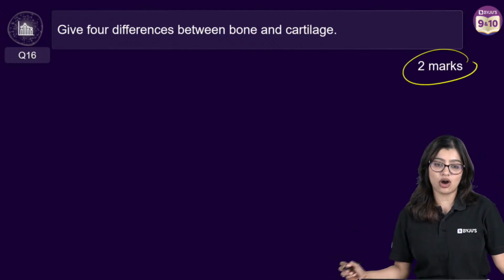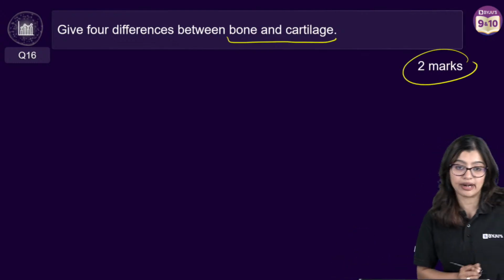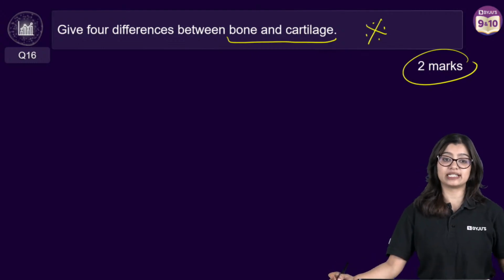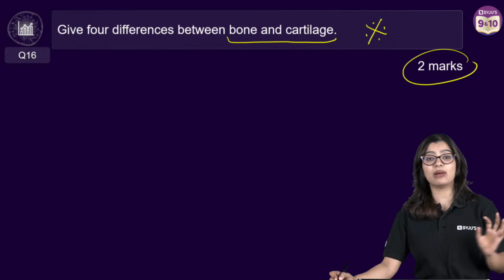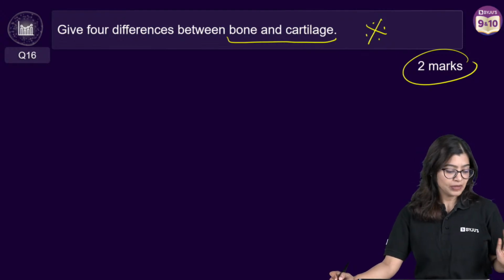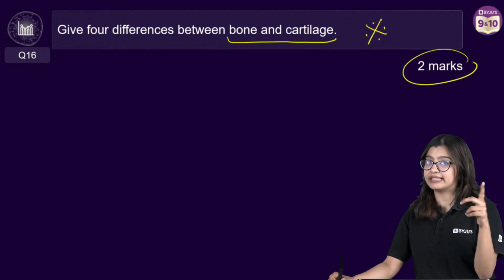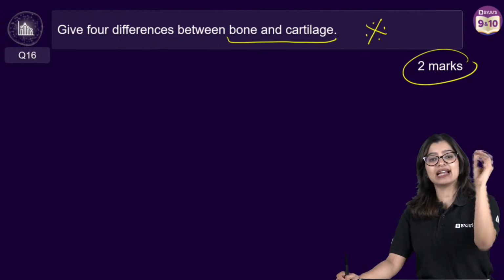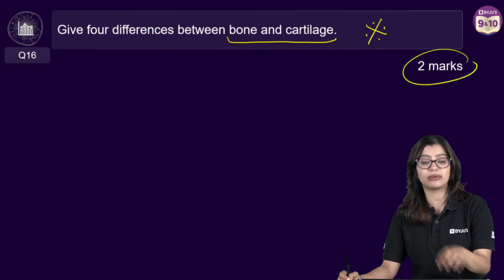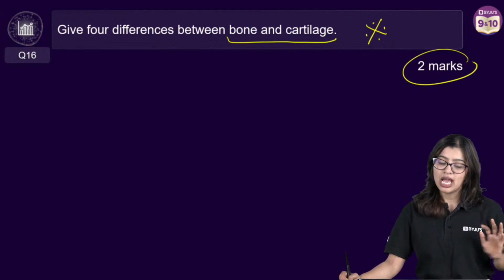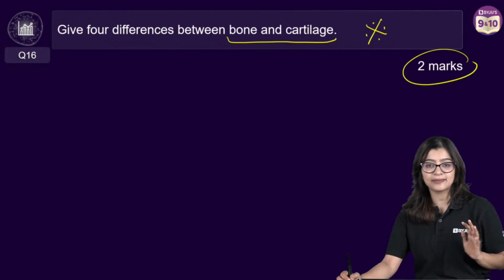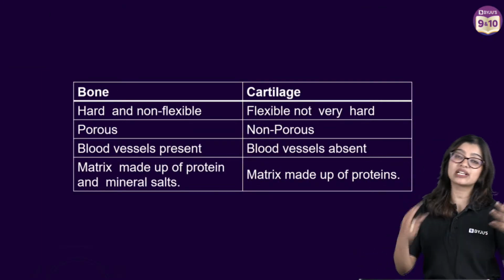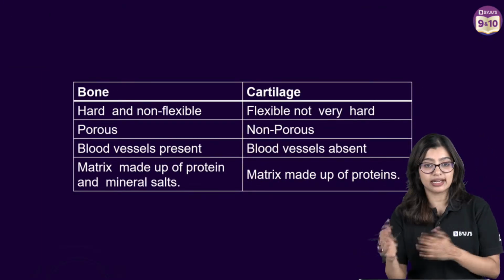Give 4 points of differences between bone and cartilage. Students, this is a very commonly asked question in the examination, where they will ask you to differentiate between bone and cartilage. If many of you have already given exams for tissue, I am sure you would have got a very similar question. Yes or no? Yes, very good. Now both bone and cartilage are connective tissue, right?